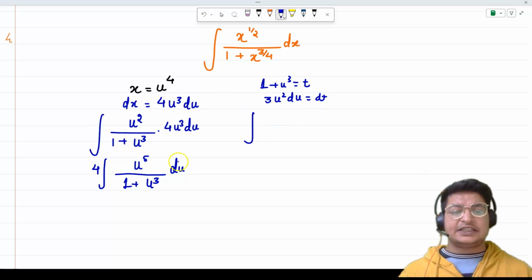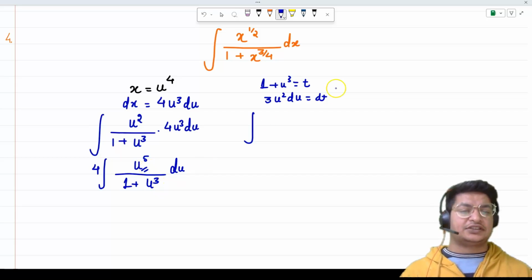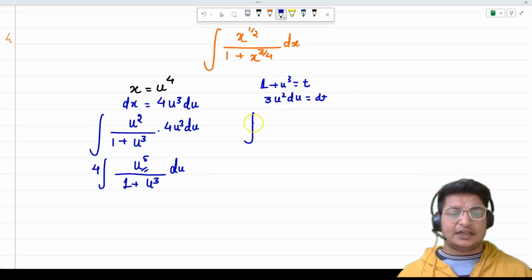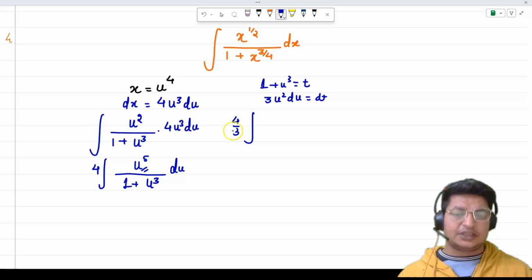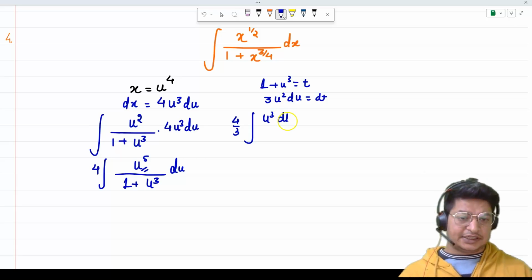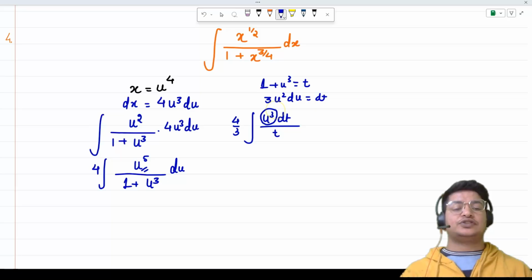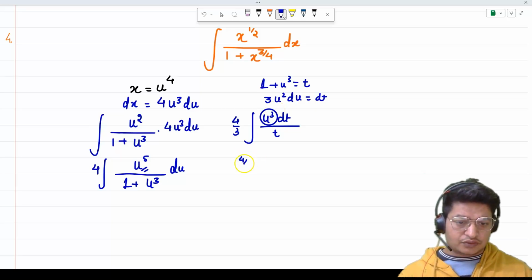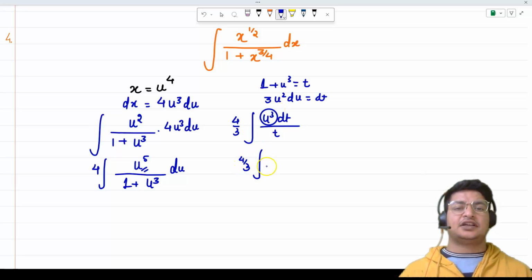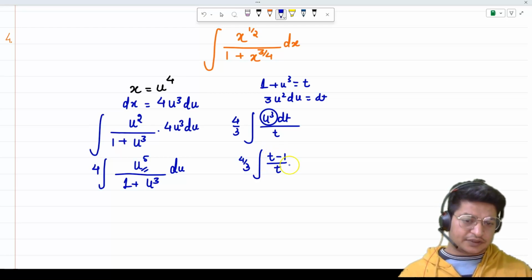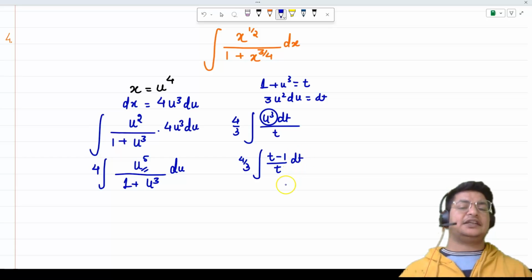Now we will change everything. u to the power 5 is given, and we can take 4 over 3, u cube will be written as u cube, u square du will be written as dt, and 1 plus u cube will be written as t. But still this u is here, we have to change this u. So 4 by 3 we will write as it is, u cube will be written as t minus 1, and here you will write t.